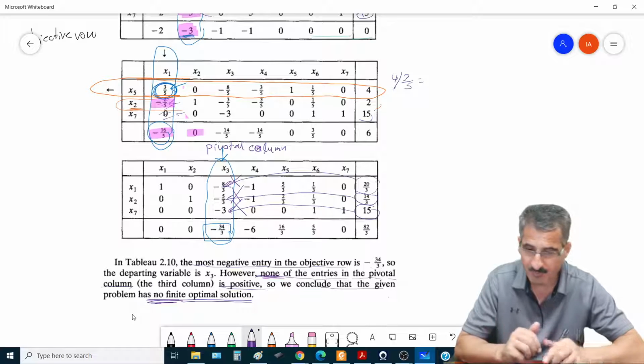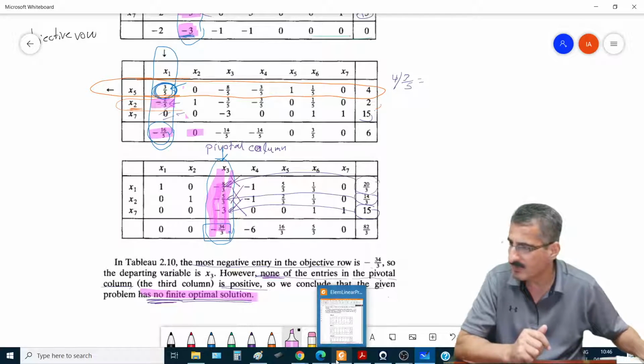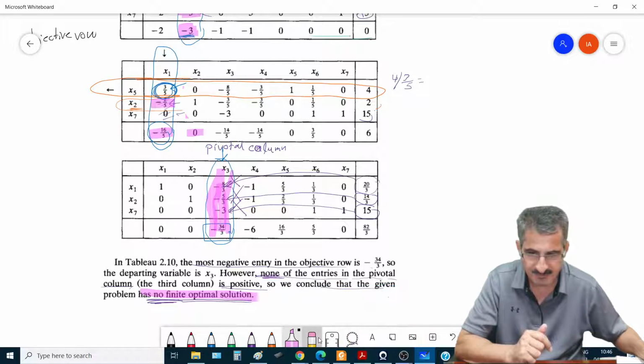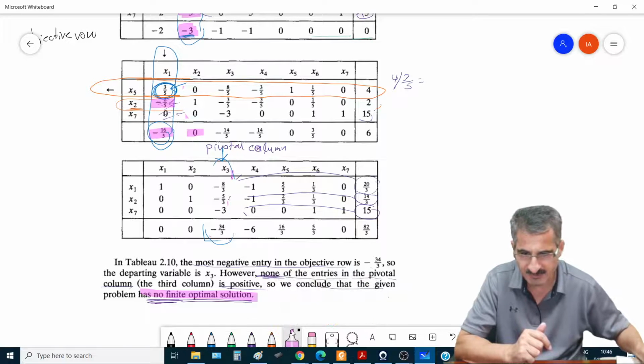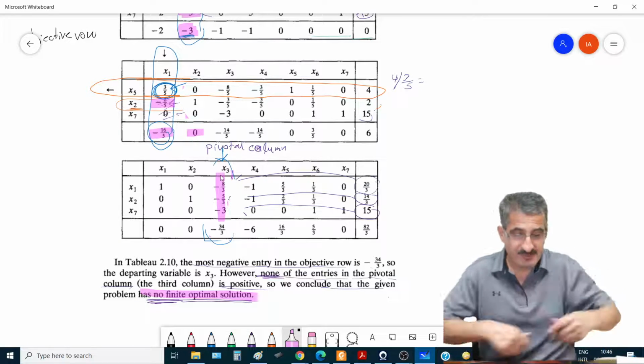So we stop. No finite optimal solution. Why? All of these are negative. Is that clear, or did I just mix things up? Okay, I just highlighted it one time. All of them are negative. So this is the simplex method.